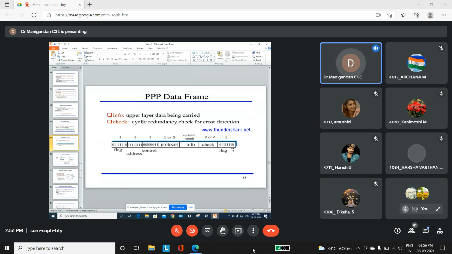And then check means what? Cyclic redundancy check, an error detection technique. A cyclic redundancy check is carried out in the process of transmitting the data from source to destination, with the help of the flag value. Okay, this is the data format used in the point-to-point protocol.